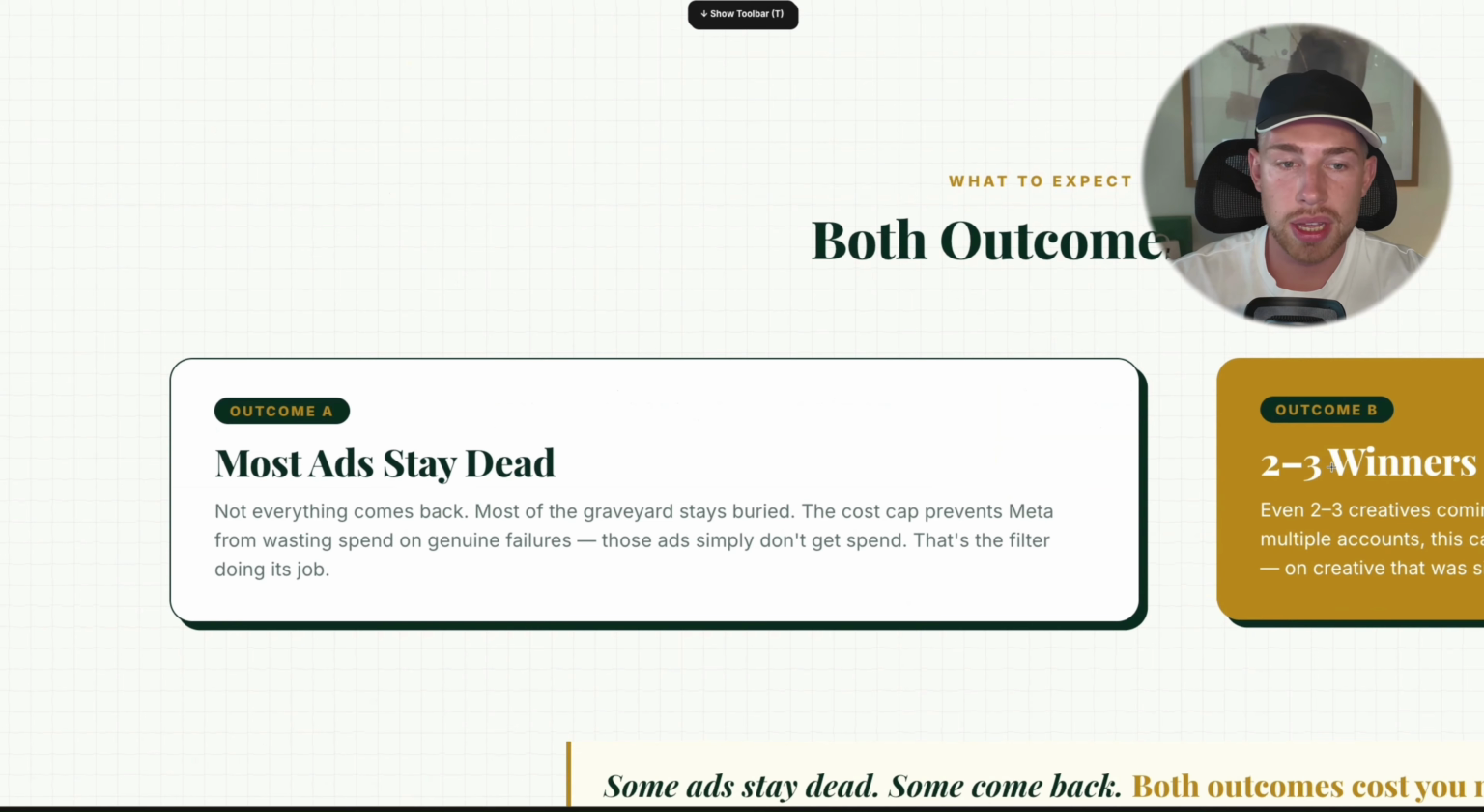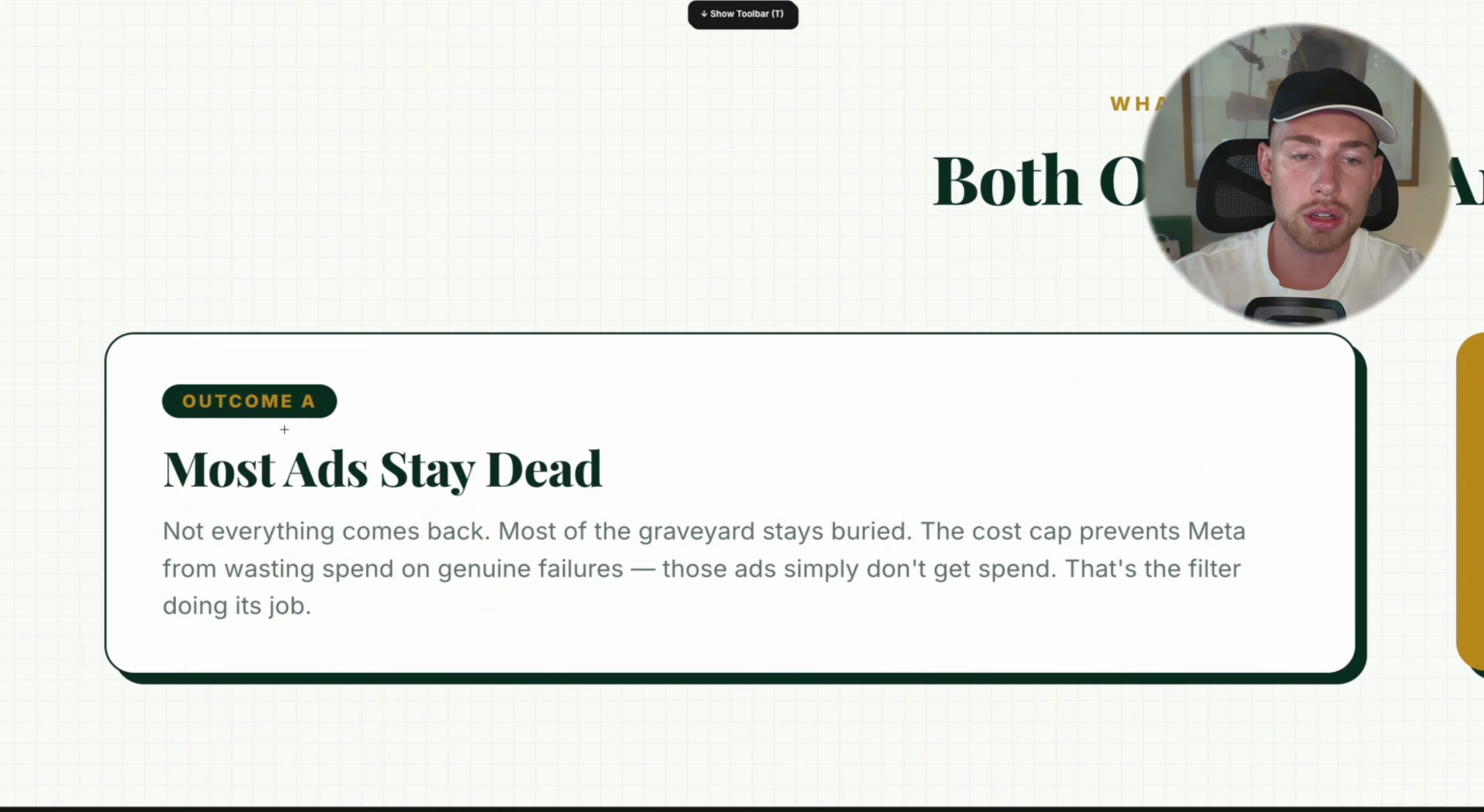Now, what can you expect from this? There are 2 outcomes, but both outcomes win. Outcome A is that most ads stay dead, and that's normal. Don't expect to revive 80% of your ads that didn't work, because they didn't work for a reason. But again, the circumstances were maybe not optimal for the creatives to be tested at that moment or in that way, so always double check it. Otherwise, you just created it for nothing. Of course, not everything comes back. Most of the graveyard stays buried, and the cost cap prevents Meta from wasting spend on genuine failures. That's the good thing about the strategy. Those ads simply don't get spent. That's the filter doing its job.